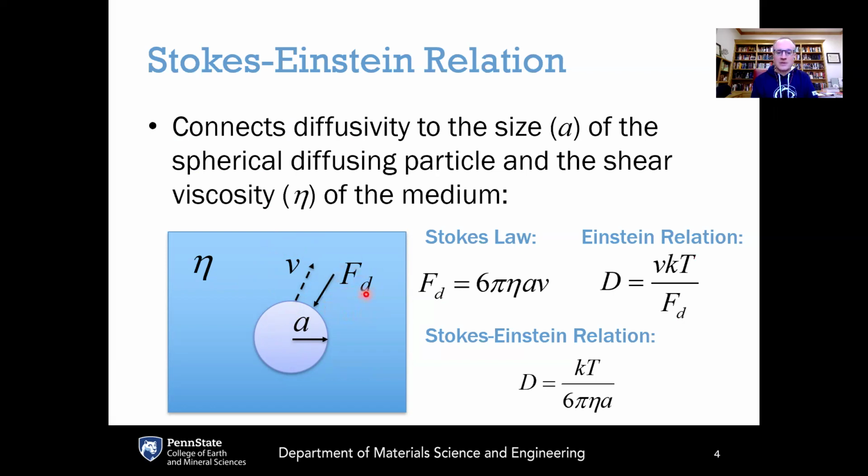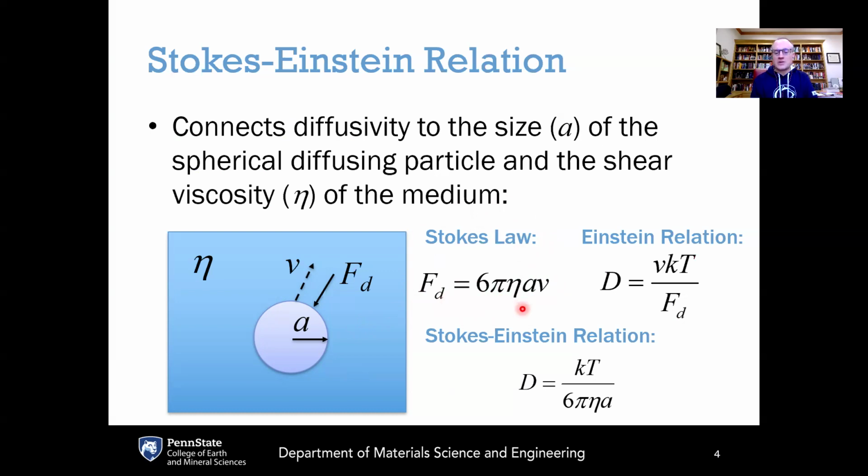That drag force is F sub d, and that drag force is directly proportional to the shear viscosity of the medium that it's in. So if you've got a more viscous medium, that means there's a greater drag force acting on that particle. Also, if the particle is larger, the drag force increases linearly with the radius of the particle and also linearly with the velocity of the particle. So the drag force is 6 pi eta times a times v. This is Stokes' law for the drag force that's acting on a spherical particle in a viscous medium.